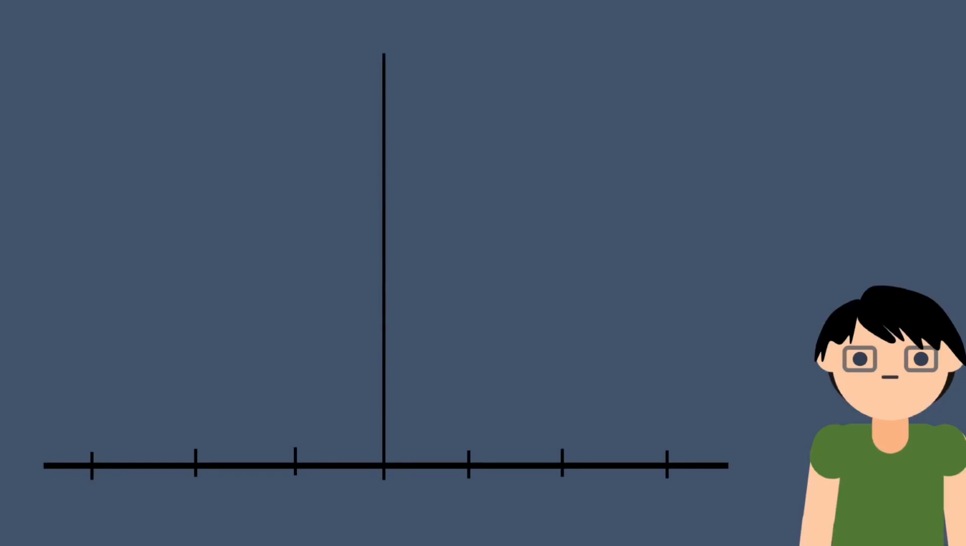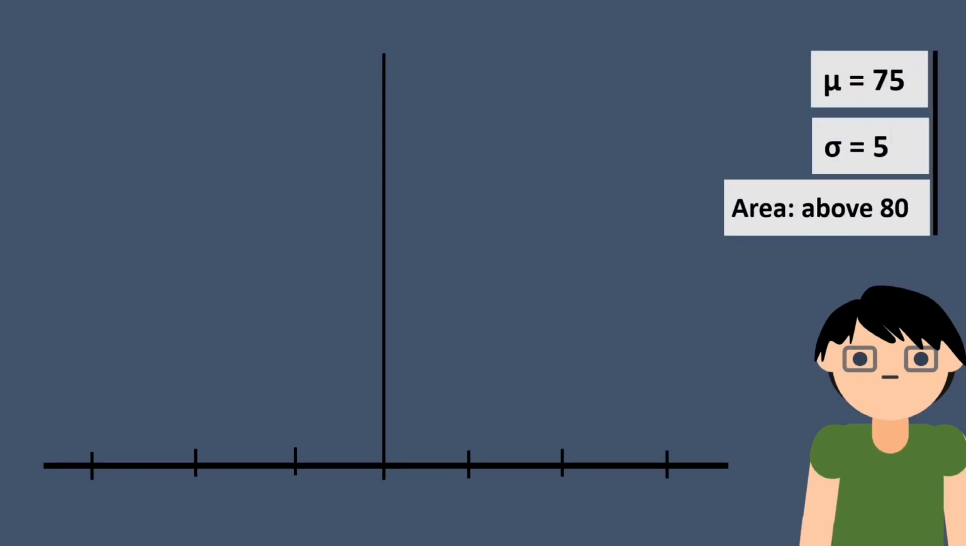So now I'm gonna show you an example of a real-life scenario that uses the 68, 95, 99.7 rule. Again, pause the video to draw the graph and answer what is needed to find. In a class of 30 students, the teacher discovered that the grade was normally distributed with a mean of 75 and a standard deviation of 5. Find the area above 80.